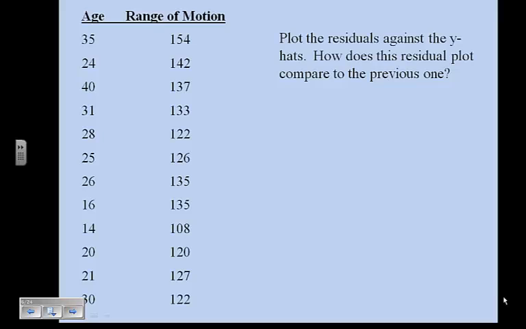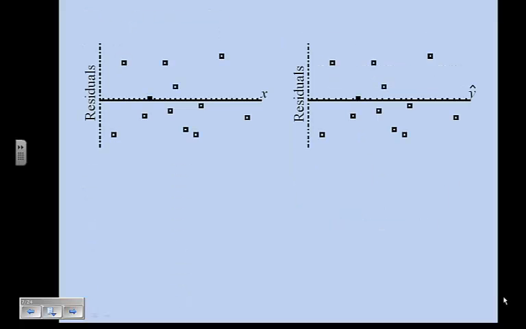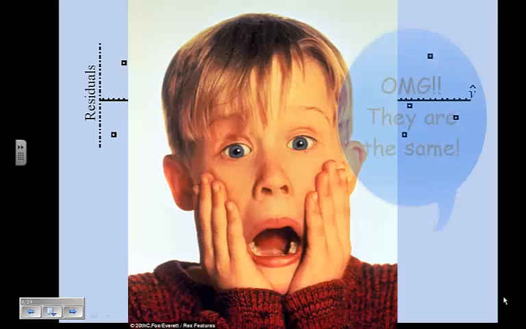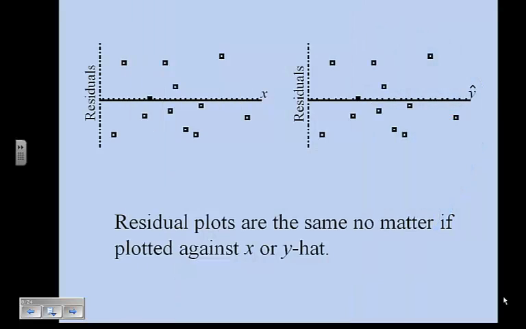What if we plot the residuals against the y-hats? How does this residual plot compare to the previous one? Remember, previously we did the x's, this time we're going to do the y-hats. There's the y-hats. Save you some time this time. How does that compare? Well, let's compare them side by side. Do you notice any difference? I hope not, because they're the same. Residual plots are the same, no matter if you plot them against the x or the y-hat. So they are telling you clearly no pattern means there is a linear association between the two variables.